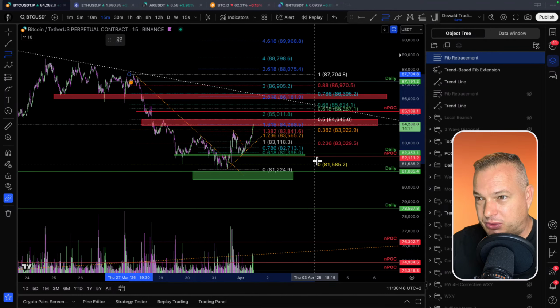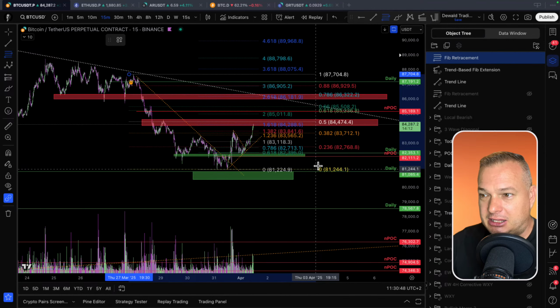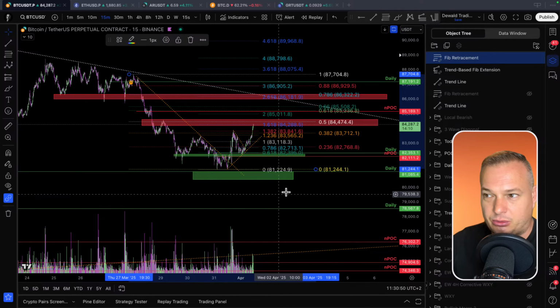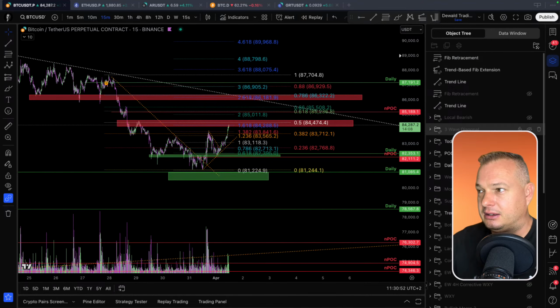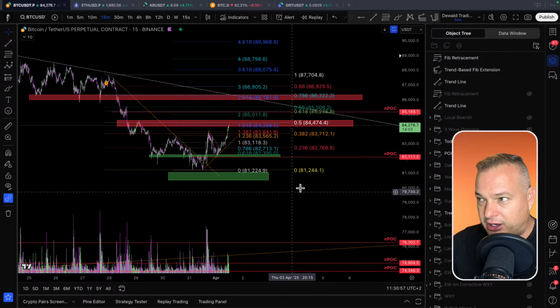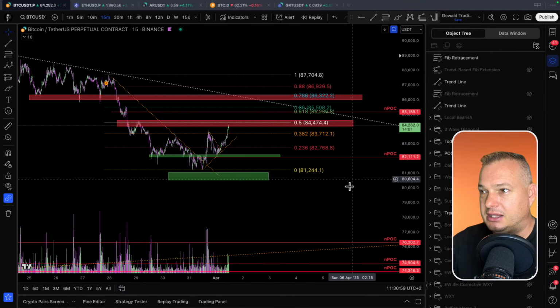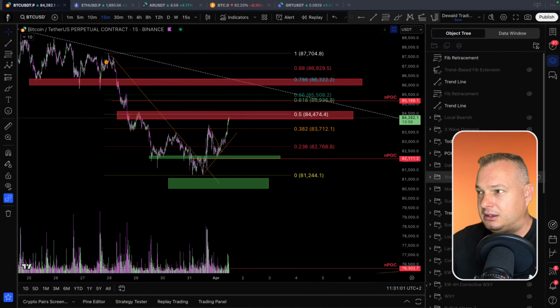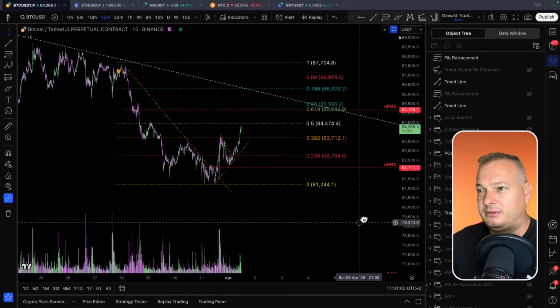Now the question is, which low? Okay, I'm just going to keep it simple. I'm going to the low. Let's keep it simple over here. Let me clean up the chart a little bit because it looks very, very messy. Okay, that looks better. Let me switch off this as well.